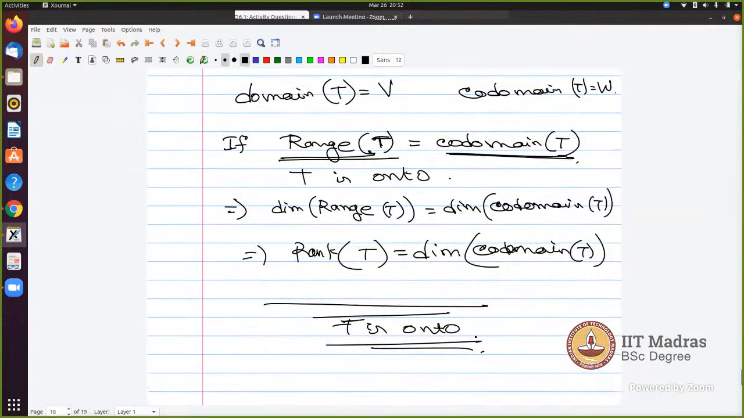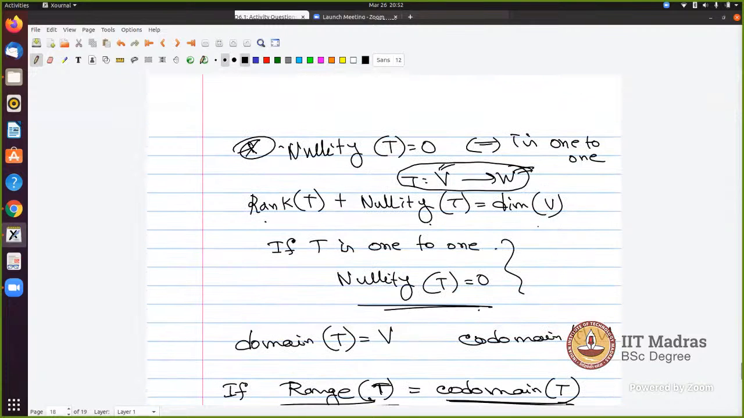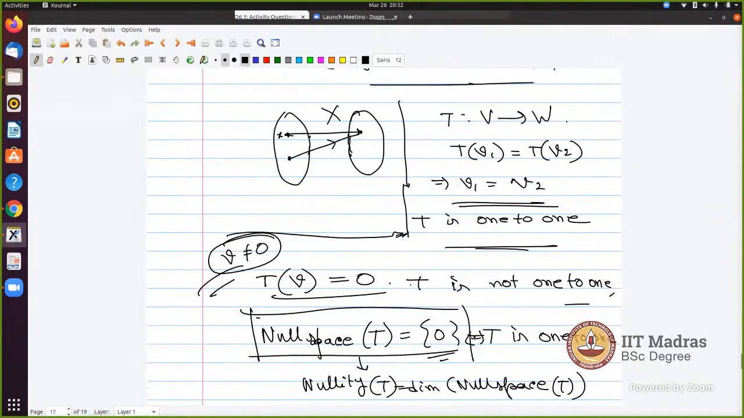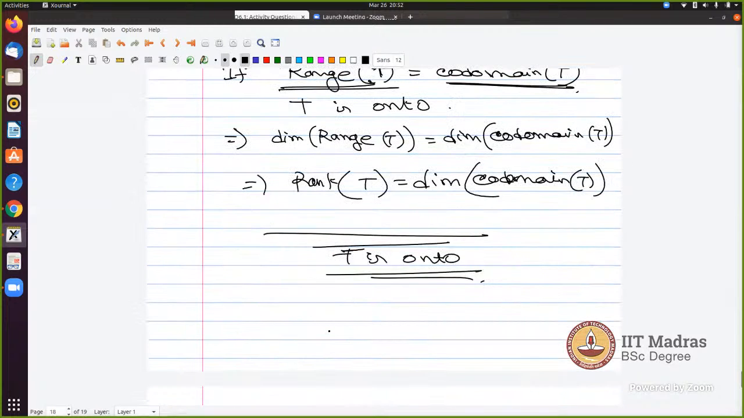Clear? Yes. So this is all the thing you need to remember. This particular link was one which was missing for me, in terms of rank, nullity, and the onto one. Now this is clear? Yes, now it's clear, sir. This is the one which I was having constant confusion.